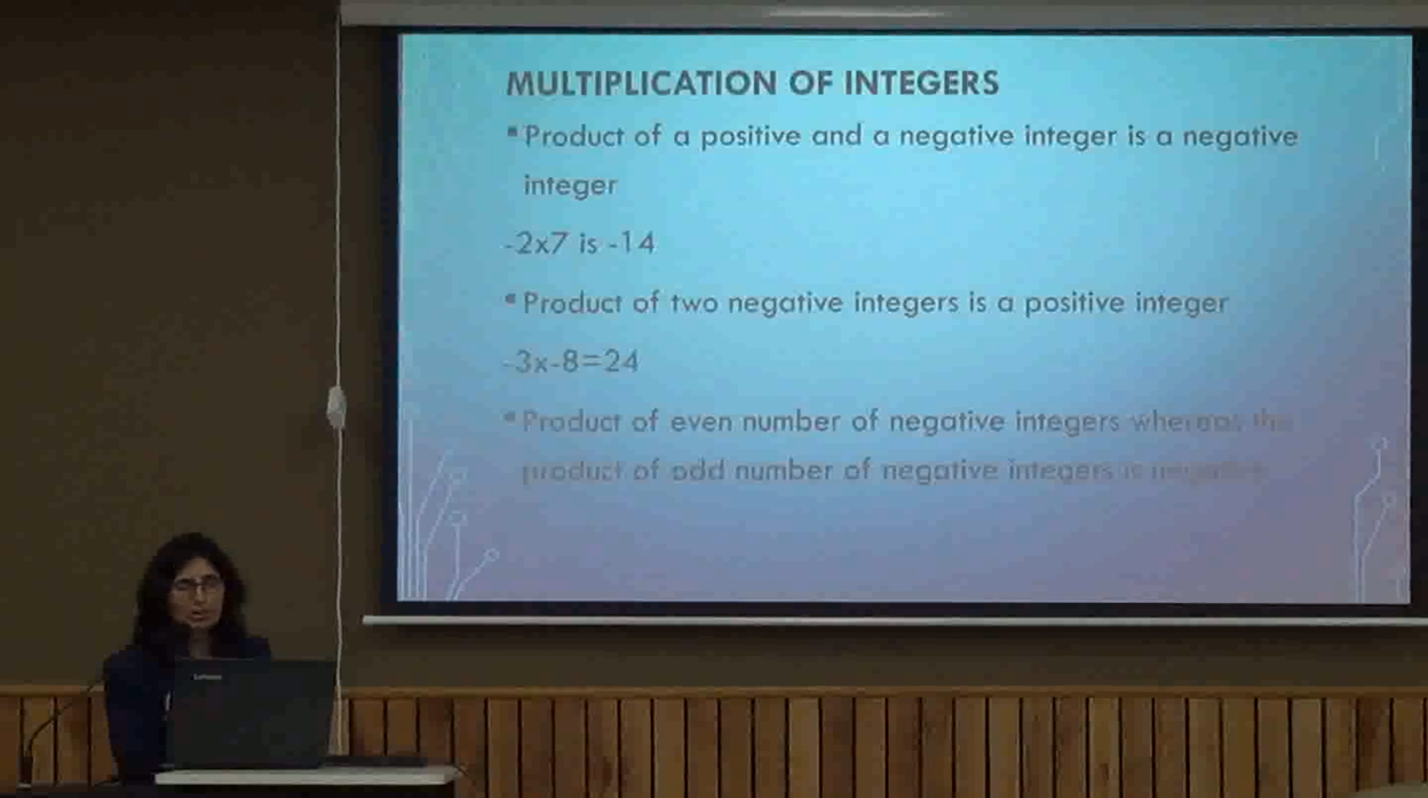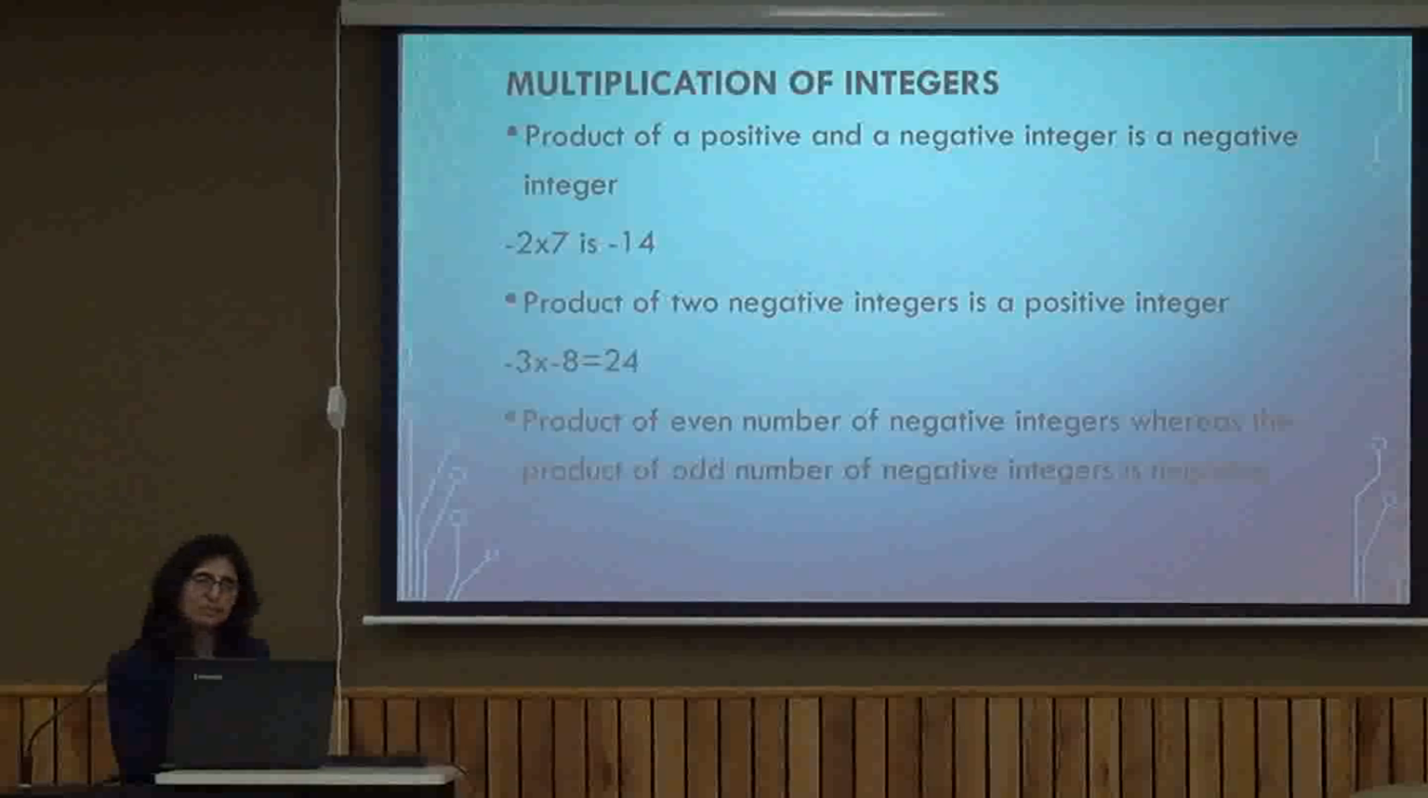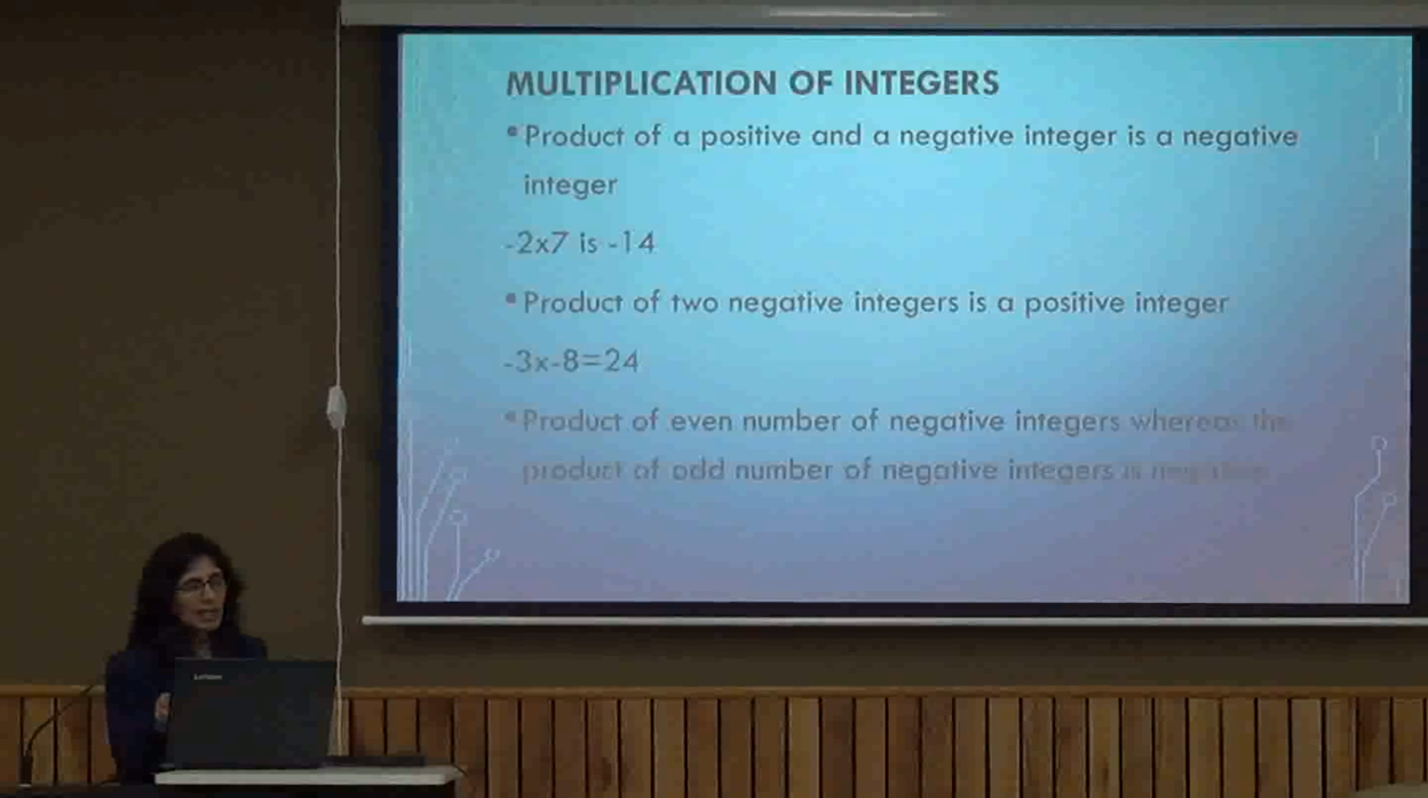Now multiplication of integers. Here let's see how we are going to multiply the integers. So the product of a positive and a negative integer is again a negative integer. For example, minus 2 multiplied by positive 7, the result is negative 14. So the result is a negative number. And if we multiply any two negative integers, the result is a positive integer. For example, minus 3 multiplied by minus 8, the result is positive 24.